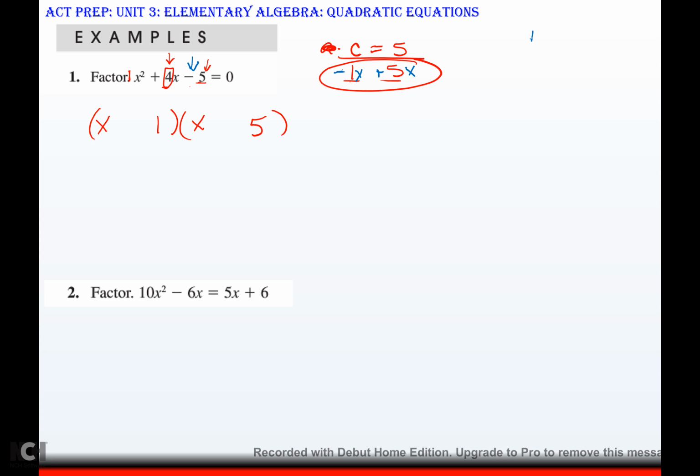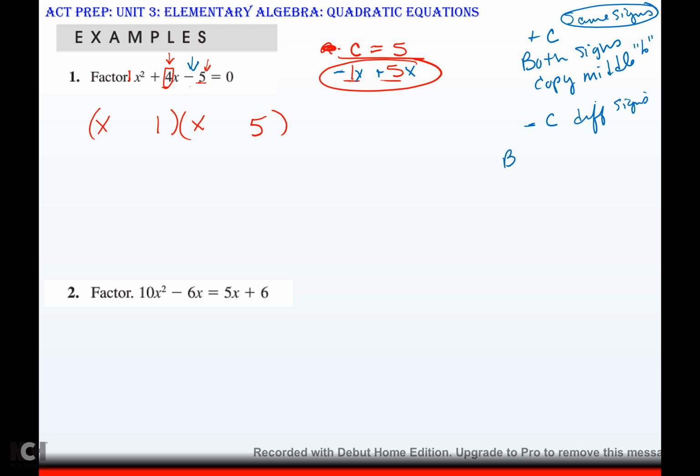If you have a positive c, then both signs copy the middle. They copy b. If c is positive, the signs of your factors have to be the same. If c is negative, then you have to have different signs. And the way you tell is the bully: whoever is the bigger one copies the middle, copies b, and the other is the opposite.